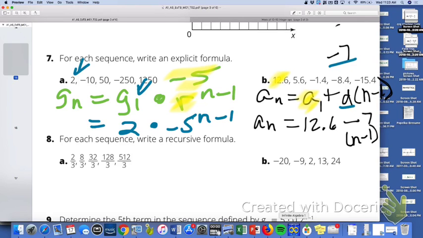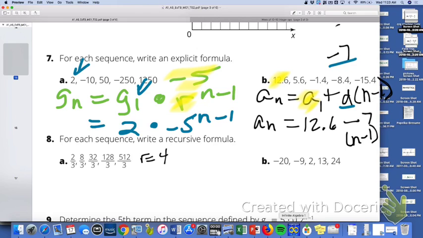Okay, for number 8, the recursive formula is the one that's kind of a pain because it's not really good for much except if you know the one before it. Now, you can tell from the pattern up here perhaps, even though they're fractions, don't let those fractions mess with you. The 3's are all the same, but look what's happening here. You're just multiplying by 4 because 2 times 4 is 8, 8 times 4 is 32, so you can just continue the pattern that way.